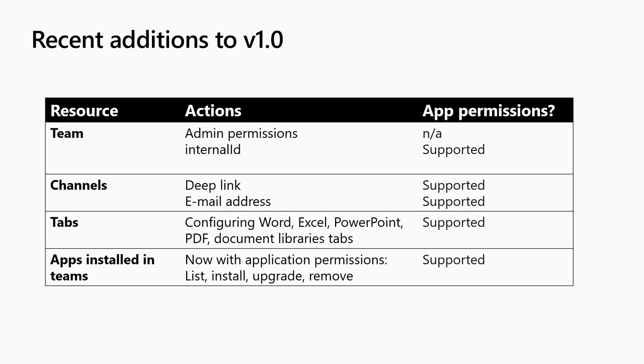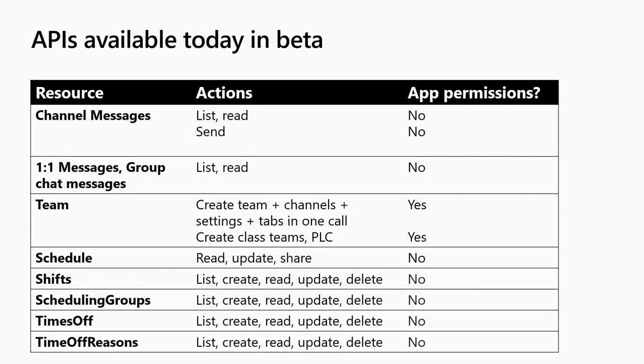And then some things that have recently been added. I'll let you just read that real quick. My favorite there is actually that last line there, application permissions for installing apps into Teams. That was our last major application permission thing we added. Really rounded out the scenario. And then we showed a couple of these APIs already available in beta. We showed the ability to list and read channel messages is available in beta. We didn't talk about sending channel messages, but that one's in beta as well.